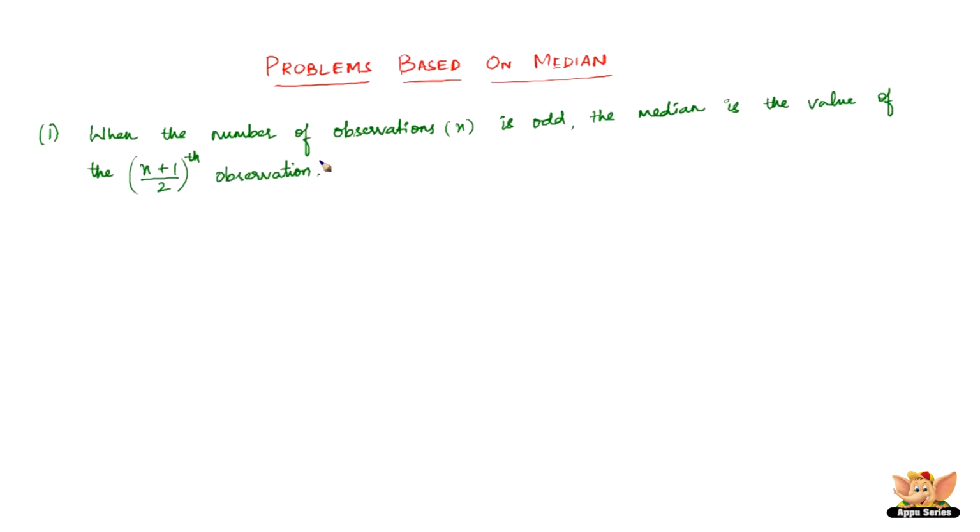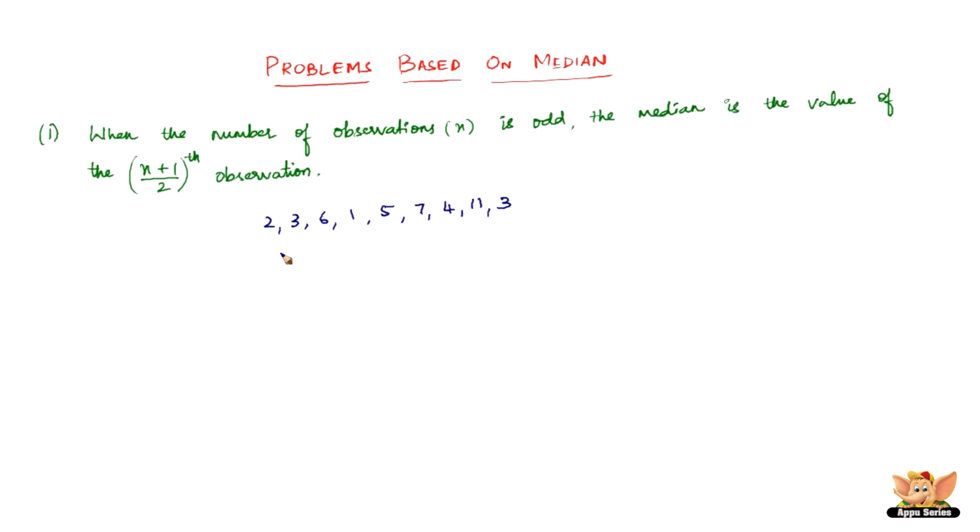Now, I'll just explain this point to you with the help of an example. Let's say we've got a number of observations, that is data, for example 2, 3, 6, 1, 5, 7, 4, 11. This counts to 1, 2, 3, 4, 5, 6, 7, 8, say 9, that is 3. So we've got 9 observations here.